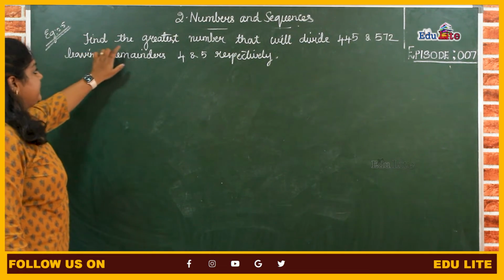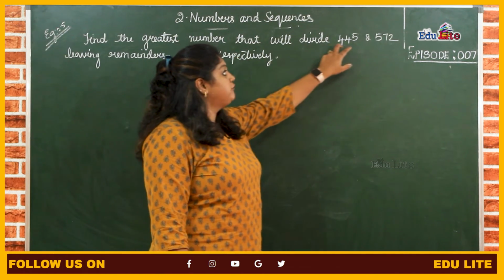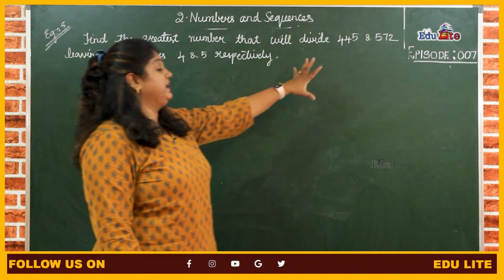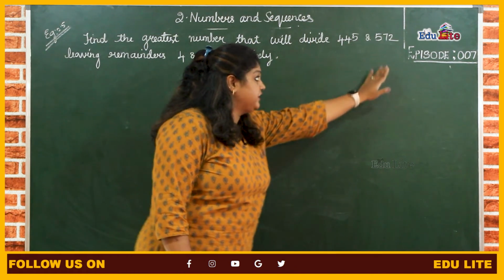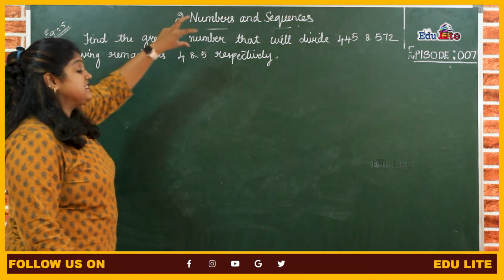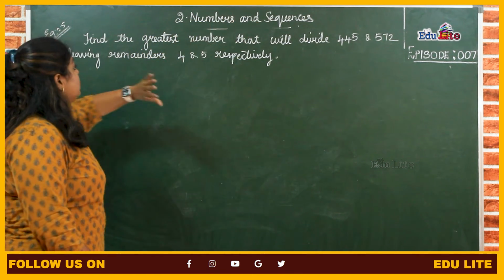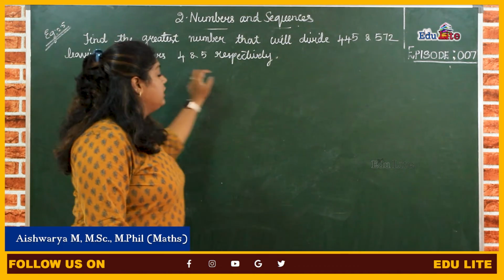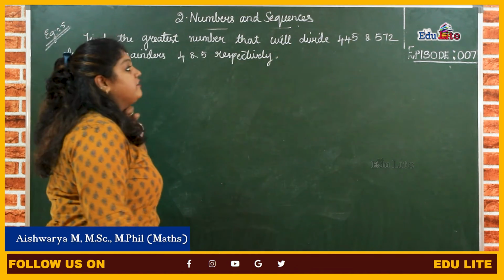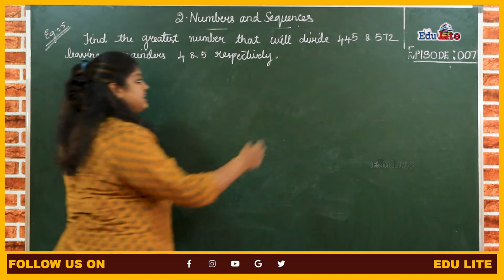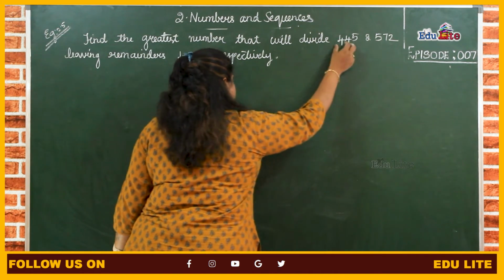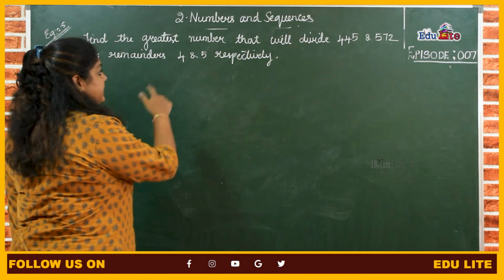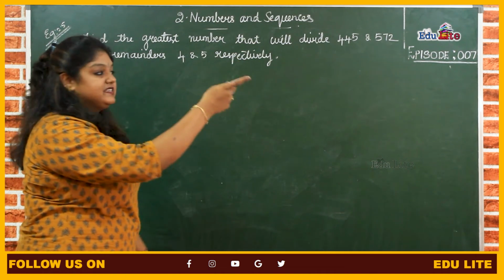Next problem is: find the greatest number that will divide 445 and 572. What we have to find is the greatest number that will divide both 445 and 572, leaving the remainders 4 and 5. So for 445 it leaves the remainder 4, and for 572 it leaves the remainder 5. What shall we do now is first reduce the remainders from these numbers and use Euclid's division algorithm to find the greatest number.